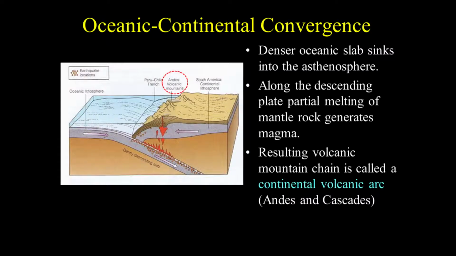To elaborate more on the Oceanic-Continental convergent boundary, the denser oceanic slab sinks into the asthenosphere. Along the descending plate, partial melting of the mantle rock generates magma. The resulting volcanic mountain chain is called a continental volcanic arc. Examples of these are the Andes and Cascades.